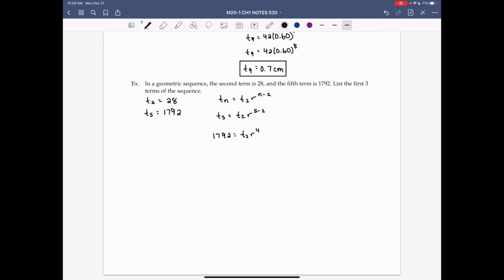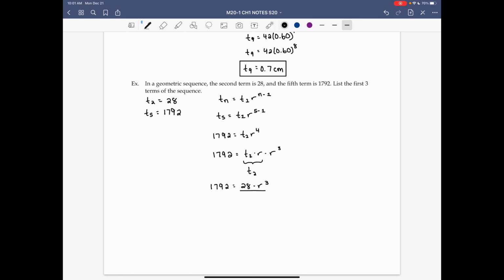I can rewrite T1 times r to the power of 4 as 1792 equals T1 times r times r to the power of 3, right? R to the power of 4 is just r times r to the power of 3. And then we have term 2, and term 2 is just T1 times r by the definition of a geometric sequence. We know the value of term 2 is 28, so we can plug that in. We get 1792 equals 28 times r to the power of 3. Now we can solve for r.